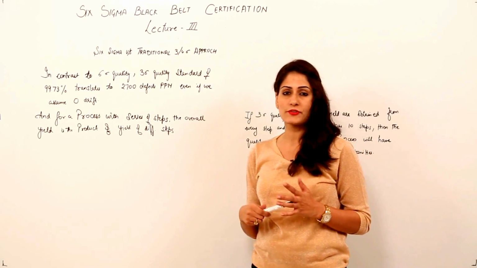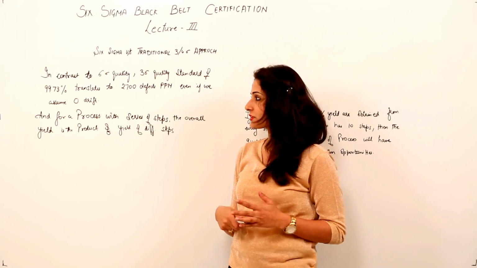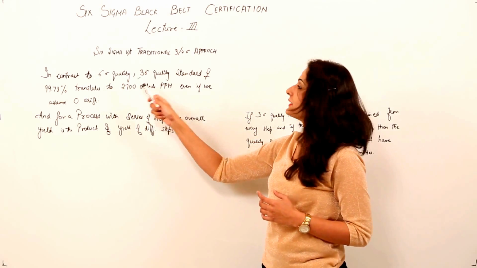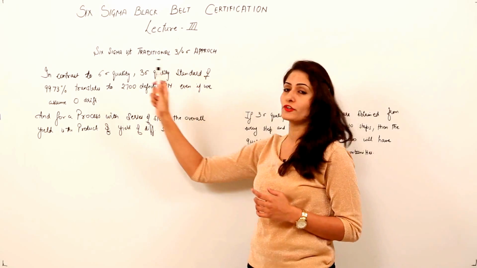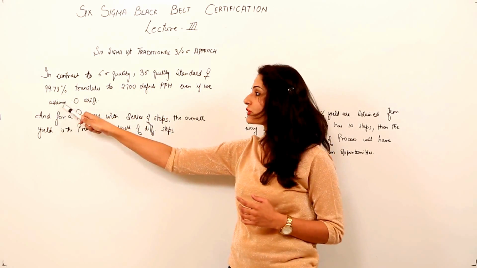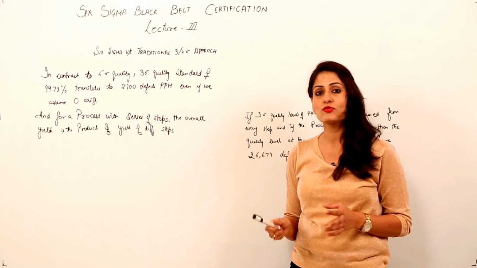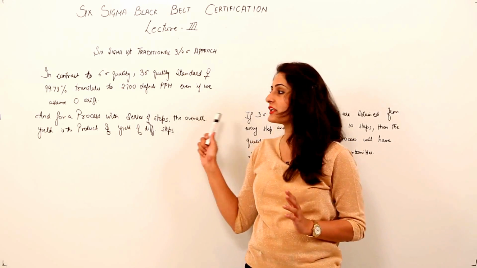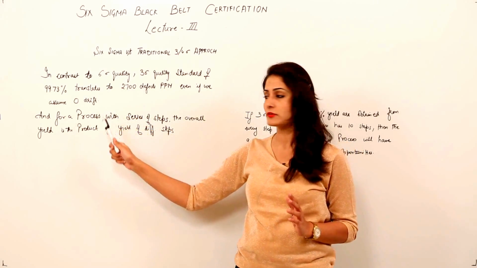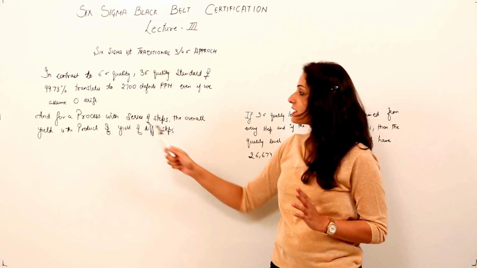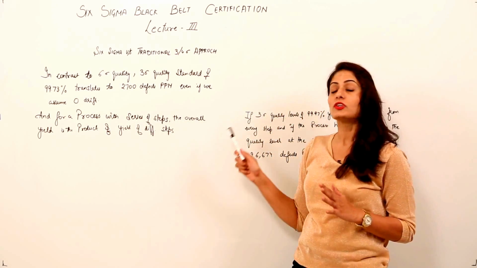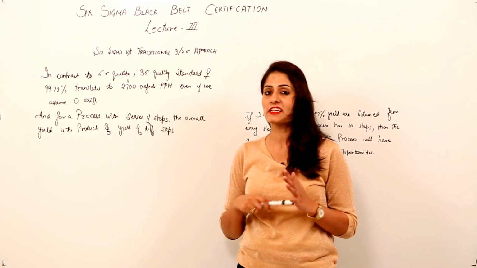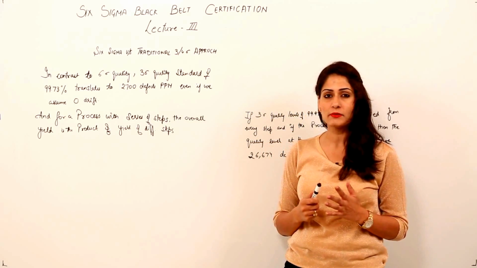There is one more difference which I would like to bring to your notice: in contrast to Six Sigma quality, the 3 Sigma quality standard of 99.73% translates to 2700 defects per million opportunities, even if we assume zero drift. And for a process with a series of steps, the overall yield is a product of the yield of different steps. I will explain this using an example.